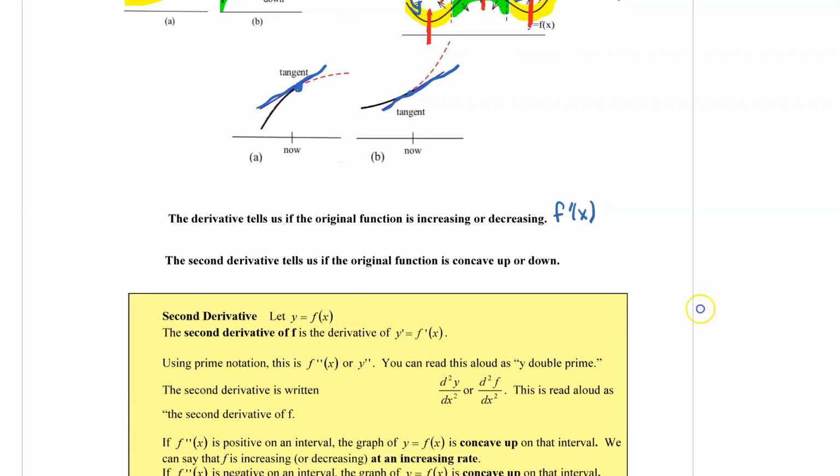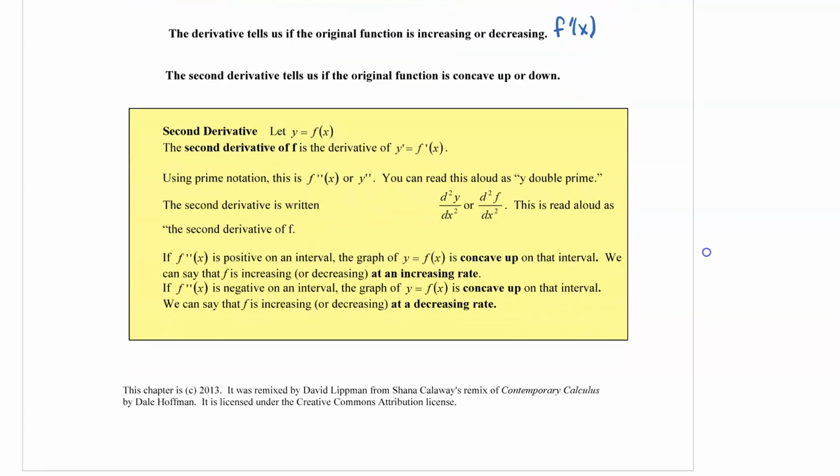Furthermore, it says the second derivative: let y equal f of x. The second derivative is the derivative of our first derivative. Using prime notation, you're going to see a double prime mark here, or even y double prime, and you can read it aloud as I just said, y double prime. The second derivative can be written in other notations, such as these notations here. Again, read the second derivative of f.